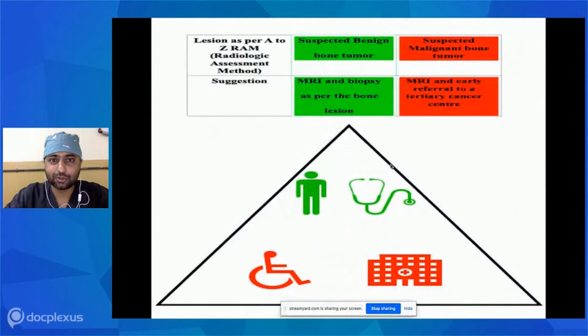So again, to summarize, this is a very important pyramid. Suspecting a benign bone tumor, get an MRI done, and a biopsy as per the requirement of the bone lesion. If it's a malignant bone tumor, just do an early referral, get an MRI done, and refer it to a tertiary cancer center for next management.